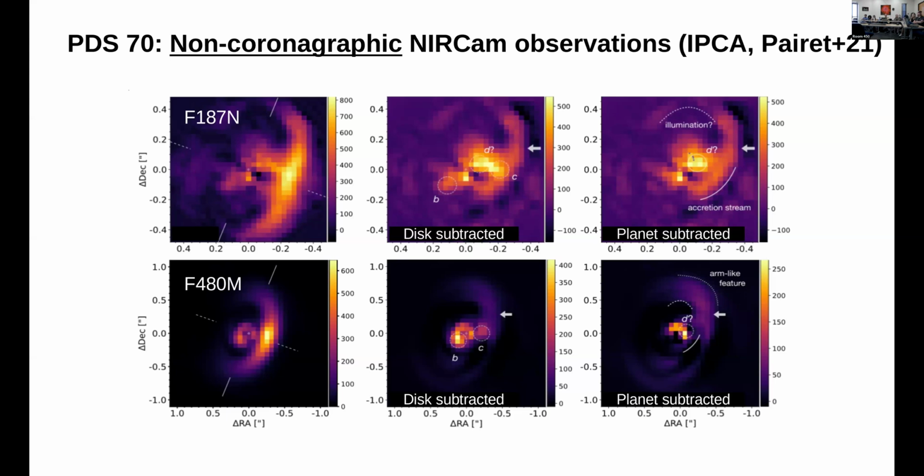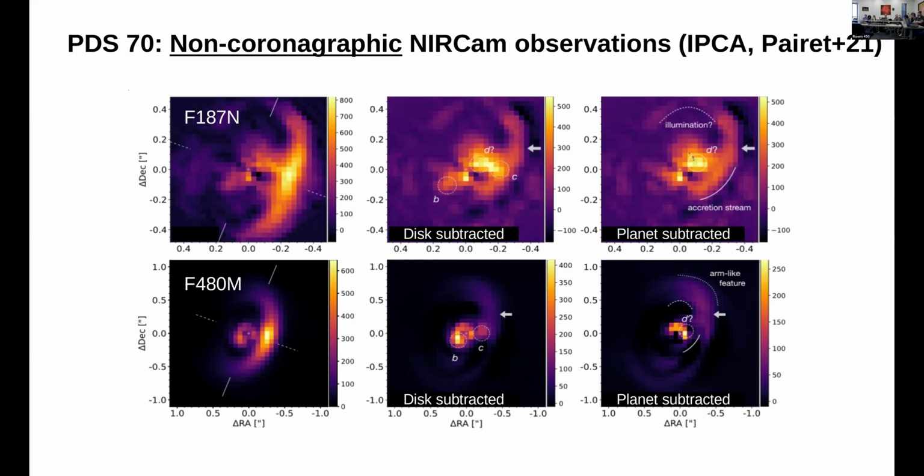Okay, so this is how it looks with this iterative and more flux-preserving approach. Here you see the narrowband filter at 1.8 micron, and at 4.8 micron, the medium band filter. And you see very nicely also the disk structure that remains in the image. In this middle row, we subtract again the model of the disk.